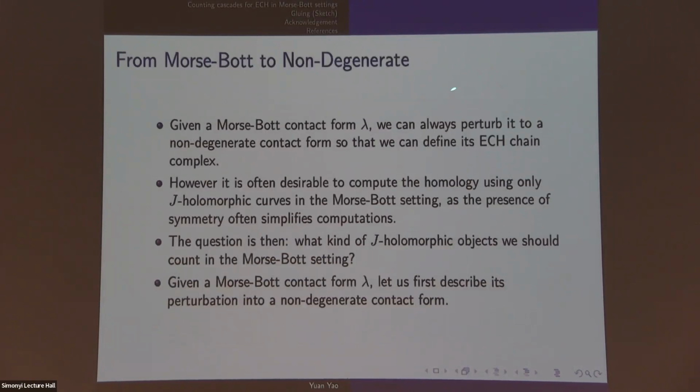So suppose you have a Morse-Bott contact form, we can always perturb it to be non-degenerate. And then after we perturb it to be non-degenerate, we can define its ECH chain complex. But it's often very desirable to compute the ECH chain complex purely by thinking about holomorphic curves in a Morse-Bott setting, because often when you have a Morse-Bott setting, the count of holomorphic curves is easier. So the question is, what kind of things should we count in the Morse-Bott setting to compute embedded contact homology? So let me begin by studying in a bit more detail, given a Morse-Bott contact form, how to perturb it into a non-degenerate form.